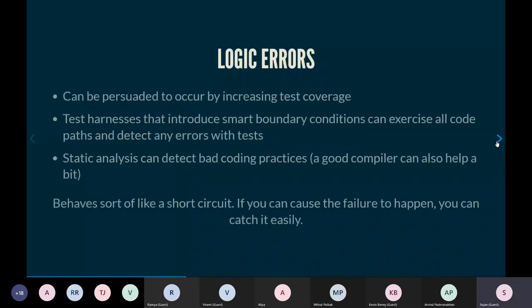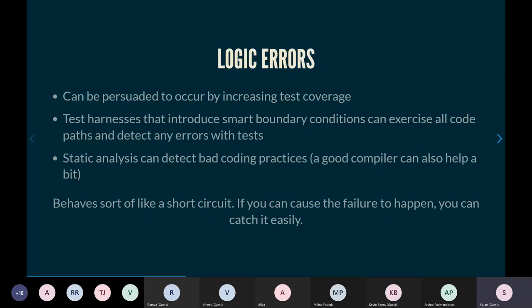One type of error is your logic error. You can increase your test cases and test coverage, and you can persuade these errors to occur. You have good test harnesses that check all the boundary conditions, inject the boundary values, and cross the boundaries. Exercise all the code parts, and you can detect those errors with tests.